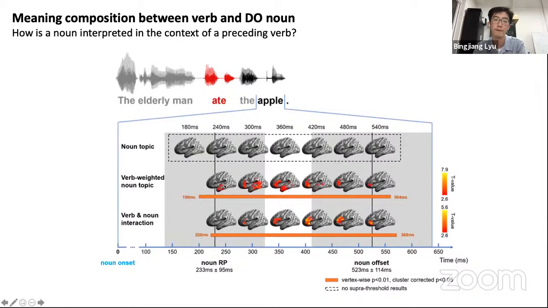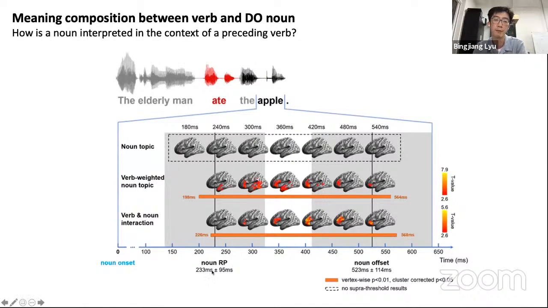As shown here, we found no effects for the context-independent noun semantics. In contrast, we see strong effects of the verb-constrained noun semantics in the left inferior frontal gyrus and a wide range of the left temporal cortex after the noun is recognized. Here, RP is short for recognition point, the time point in speech when the target word is uniquely recognized.